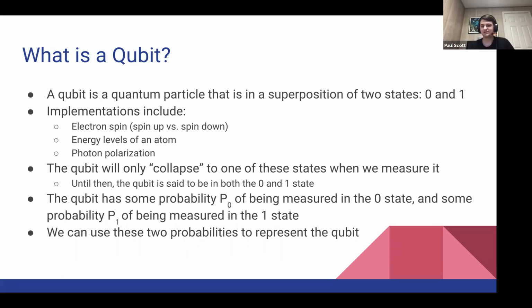There's actually quite a few ways to implement a qubit. There hasn't been sort of one way that's been decided to be the best way to implement it. And this includes electron spin up versus spin down, energy levels of an atom, and also photon polarization. So it's similar to how there are many ways you can implement a bit in classical computing, although we reuse the transistor because we've gotten really good at that. We still haven't really reached that point in quantum computing. We're still sort of deciding what's the best way to do it. So as I mentioned, a qubit will only collapse to one of these definite states, 0 or 1, when we measure it. But until then, it's said to be sort of in a superposition of both 0 and 1.